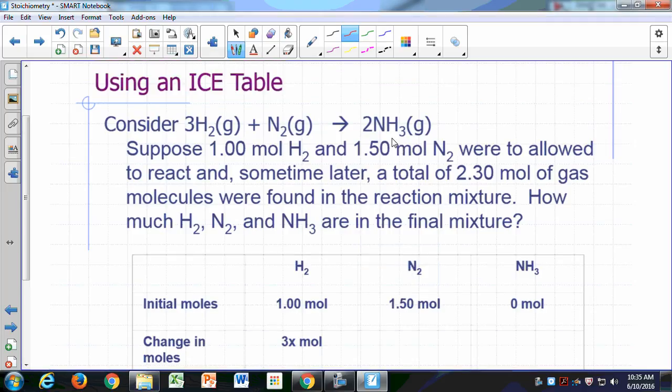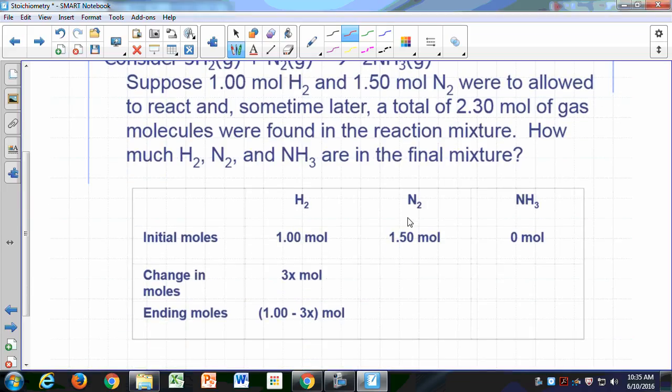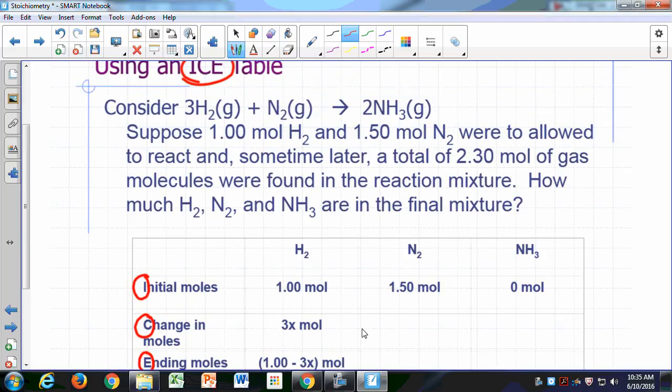Here's an example of a problem that is much easier to solve using the concept of moles of reaction. In this example, we're going to illustrate how you can use what's called an ICE table to set up the problem. ICE simply refers to the three rows that you need to set up in your table. You set up a row of initial values for your moles, a row of changes in the moles, and a row of values for the ending amount of moles.